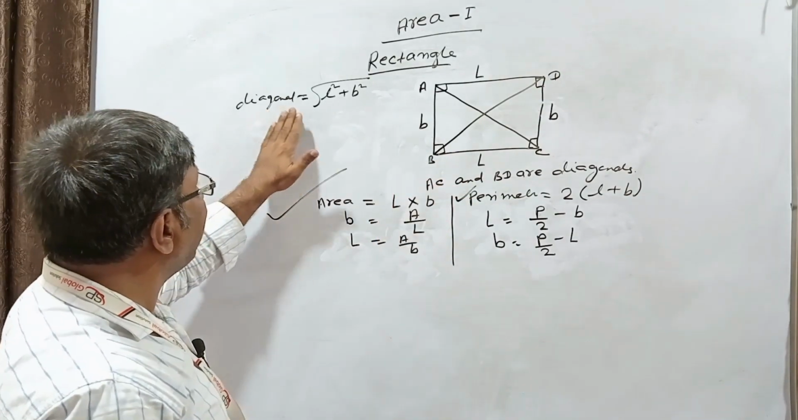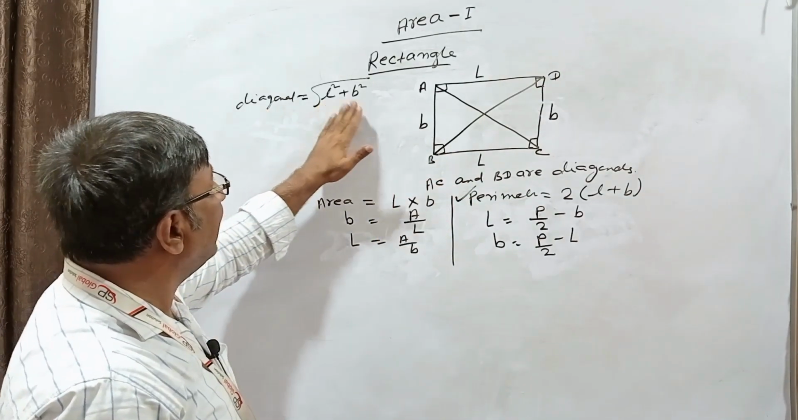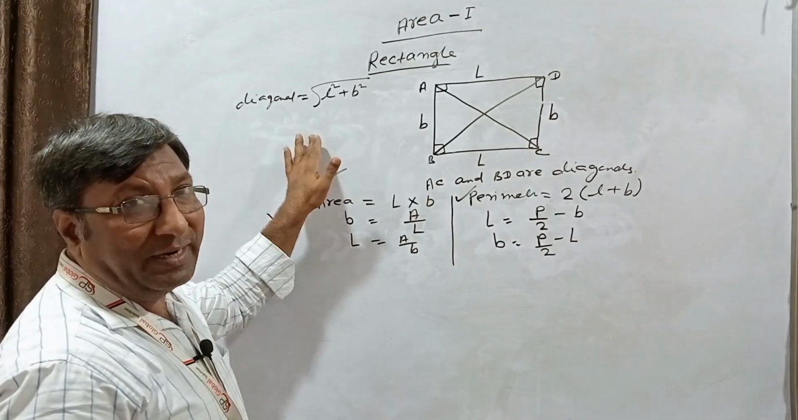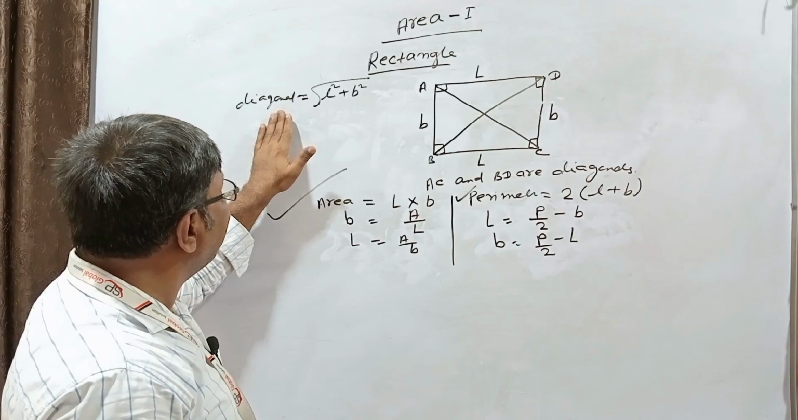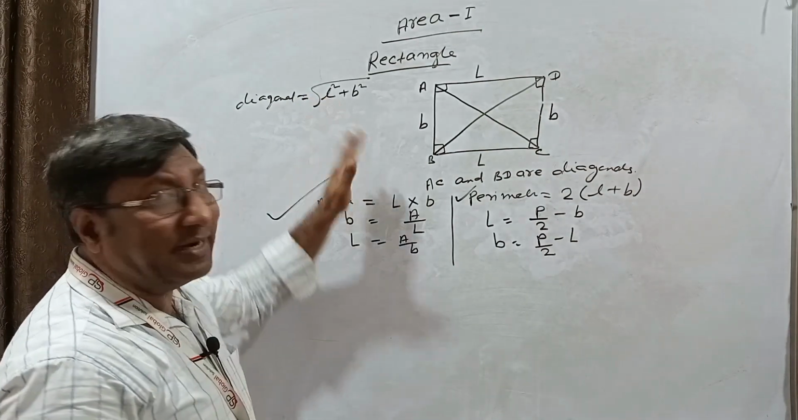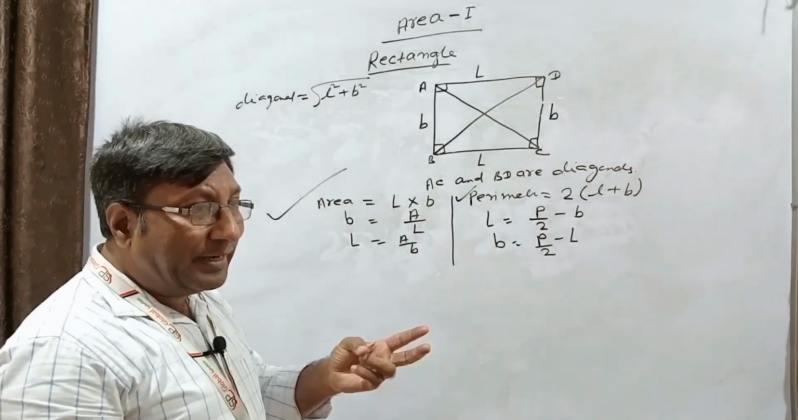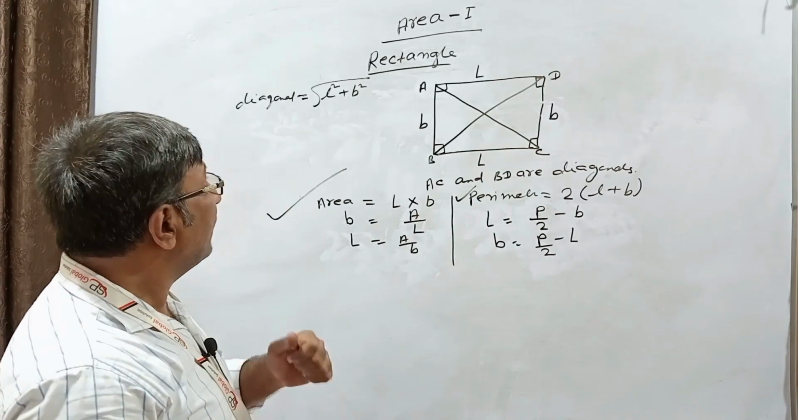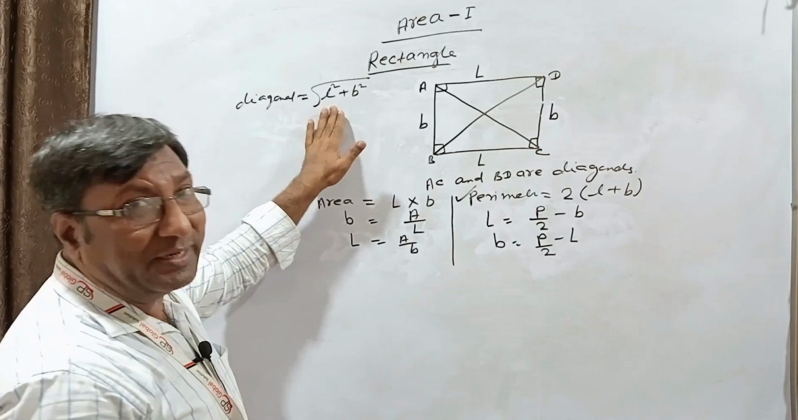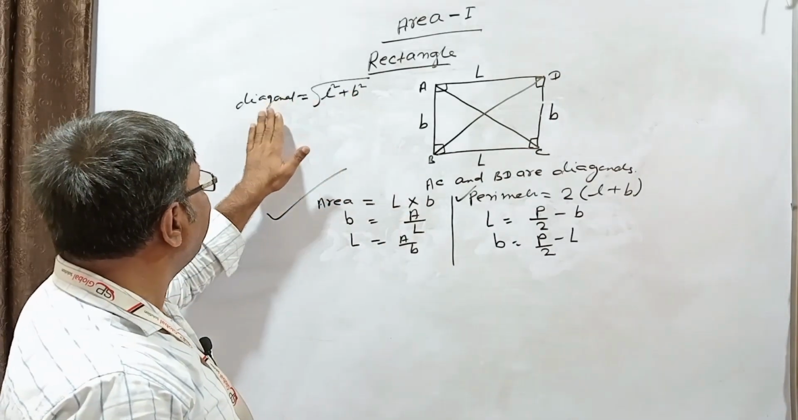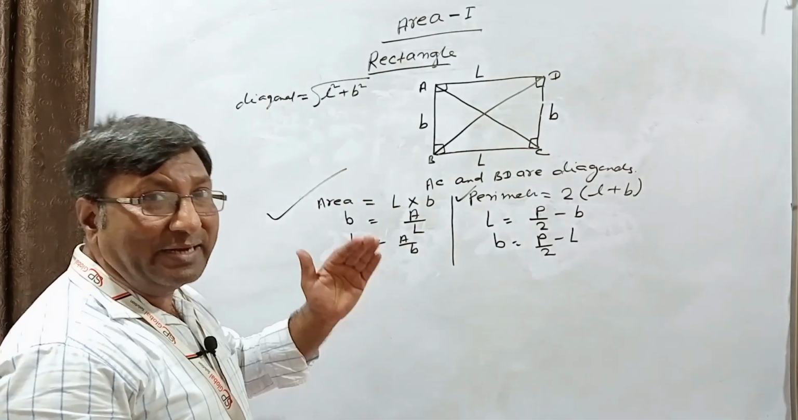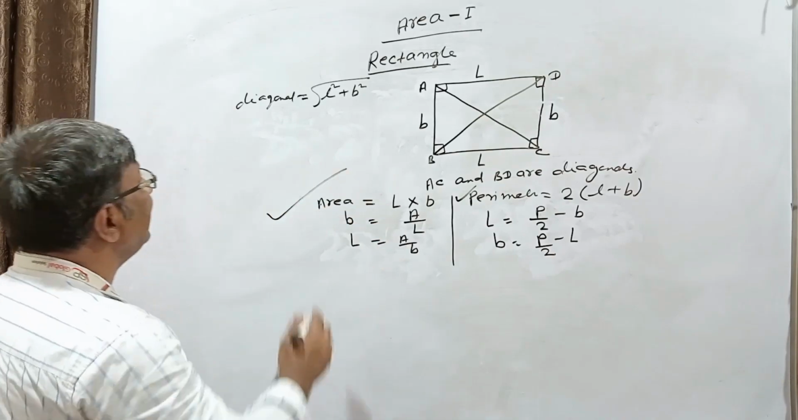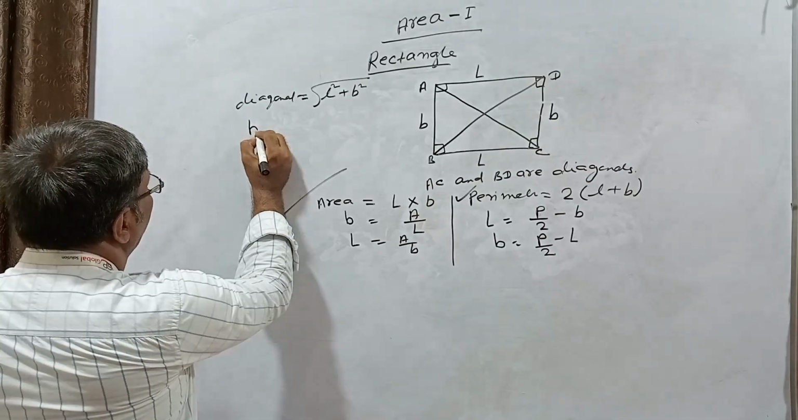So length of diagonal equals what? Root under L square plus B square. Here again there is a relation between three terms: diagonal of rectangle, length of rectangle and breadth of rectangle. If any two are given, we can find the third very easily. So here length is given, breadth is given, we are finding the diagonal by the formula root under length square plus breadth square. Suppose we need breadth. So breadth equals what?